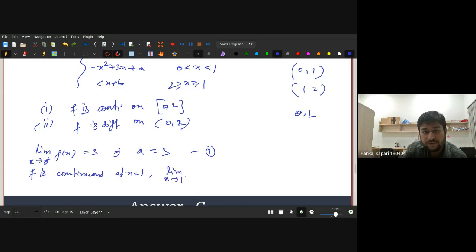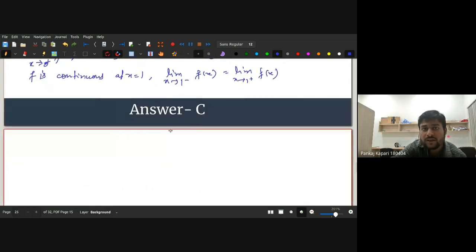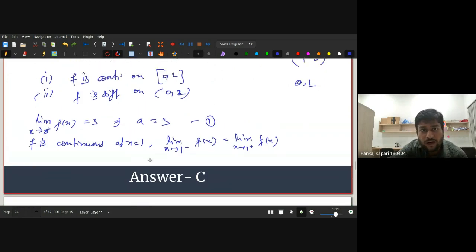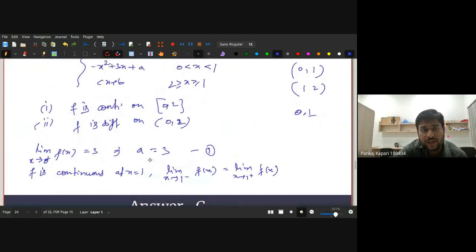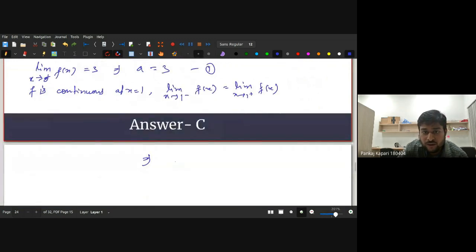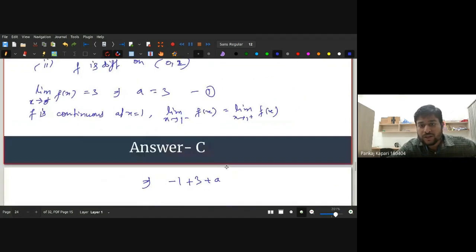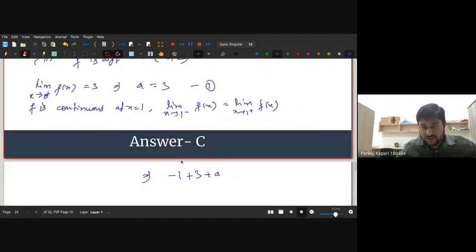That is, the limit as x goes to 1 from the left of f(x) must be equal to the limit as x goes to 1 from the right of f(x). Let me add a new page. This implies that, because to the left of 1 the function is given by this quadratic equation, if you take the limit you will have minus 1 plus 3 plus a. You just put the value 1 in the equation, so we'll have minus 3 actually, because 3 times x.